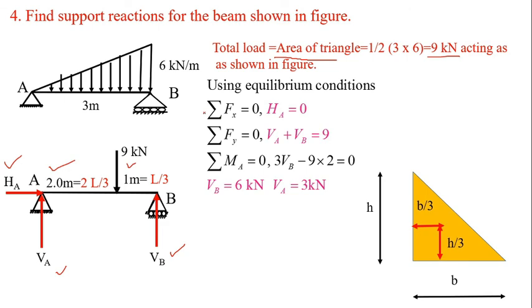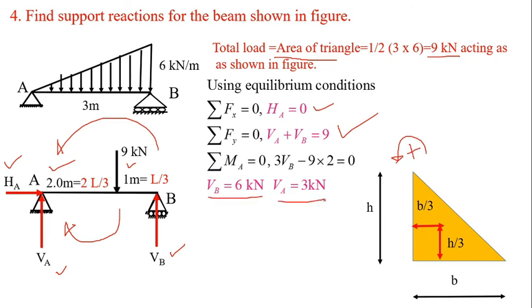Now apply summation Fx is equal to 0, so you will have Ha is equal to 0. Summation Fy is equal to 0: plus Va plus Vb minus 9. So Va plus Vb is equal to 9. Summation M about point A is equal to 0: Vb into 3, anti-clockwise positive, minus 9 into 2, clockwise negative. Here we are using the sign convention for moment anti-clockwise positive, and thus Vb is equal to 6 kilonewton and Va is equal to 3 kilonewton.